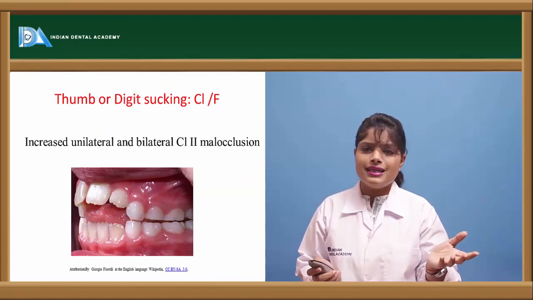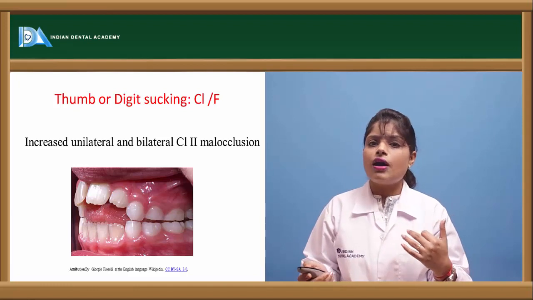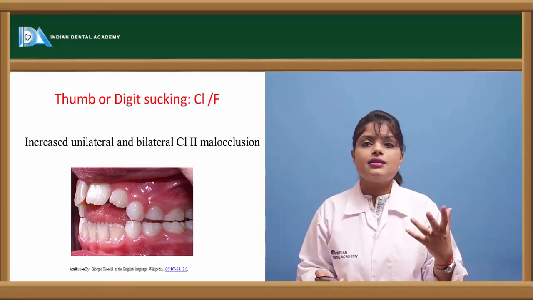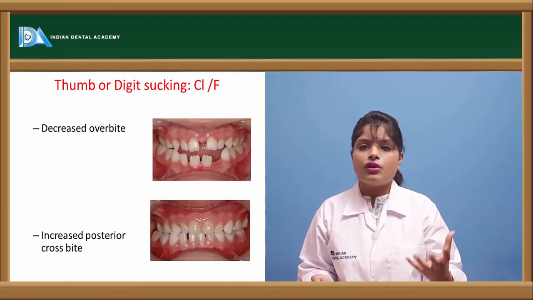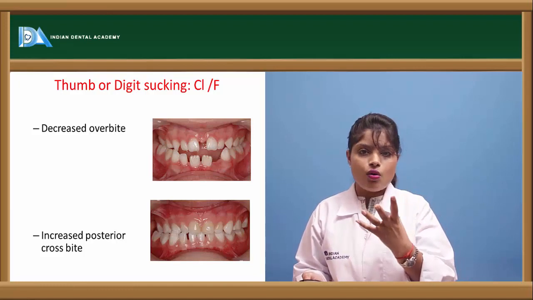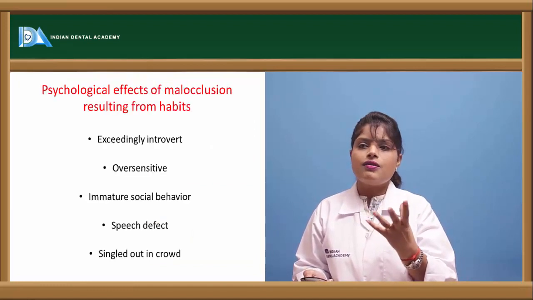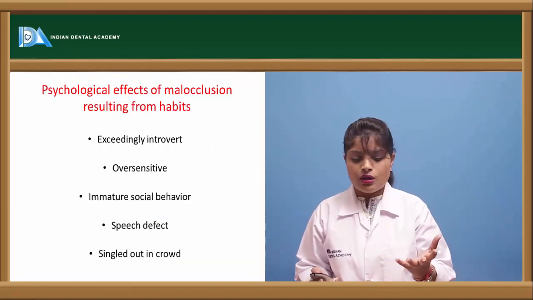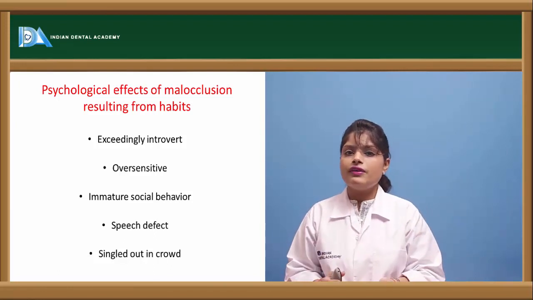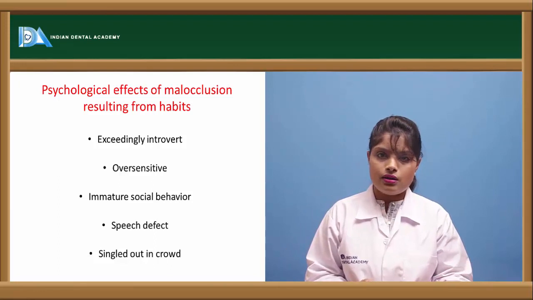Now, we can see generally in such cases of thumb sucking, the child has a class 2 malocclusion if the child is a thumb sucker since a long duration of time. The overbite will be decreased because of the open bite. In such cases, there will be a posterior cross bite. So these were the dental, the extraoral and the intraoral features in the child who is a thumb sucker.